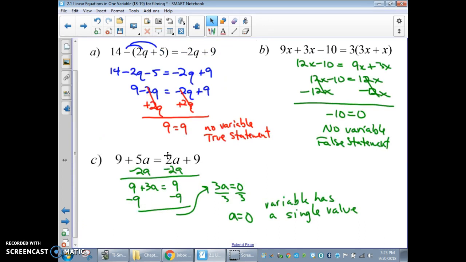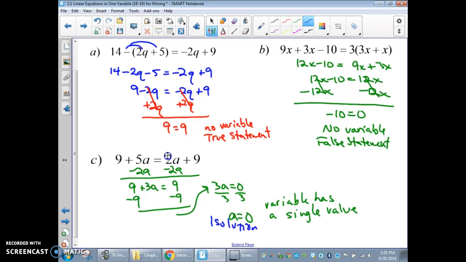Please consider the 3 equations that are on your screen. If you examine the 3 different scenarios, in scenario A, the variable cancels out, but we have a true statement. In scenario B, the variable cancels out and it's a false statement. And in scenario C, we have a single value for our variable. This leads to 3 different solution sets. We have one solution.